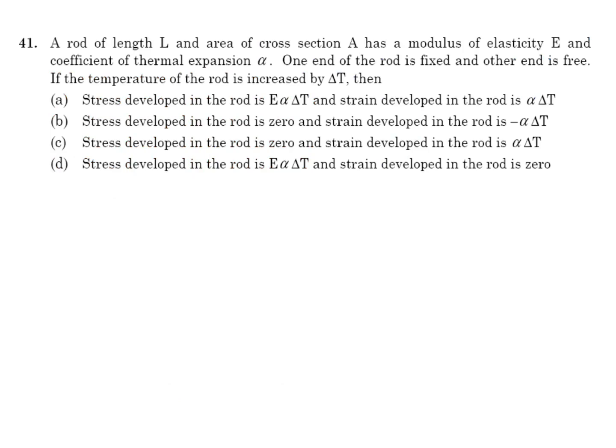Question is, a rod of length L and area of cross section A has a modulus of elasticity E and coefficient of thermal expansion alpha. One end of the rod is fixed and the other end is free. If the temperature of the rod is increased by delta T, then... One end is fixed, other end is free. So thermal stress is 0 and thermal strain will develop.